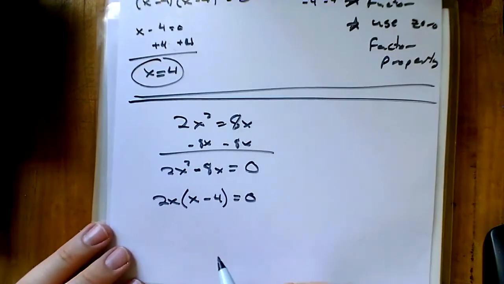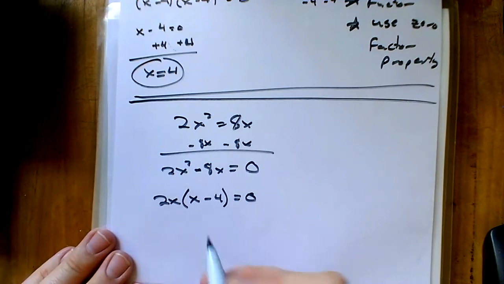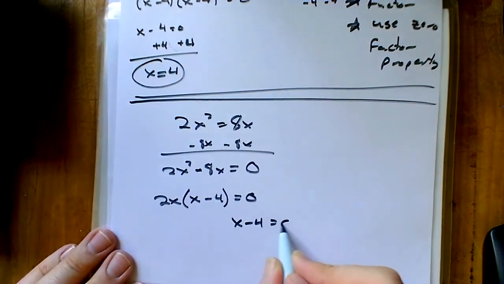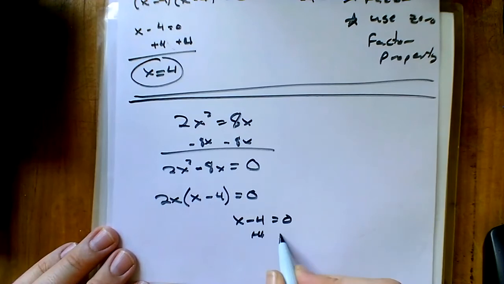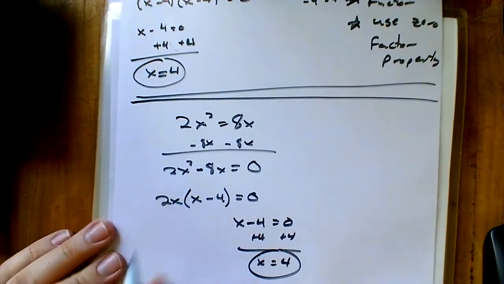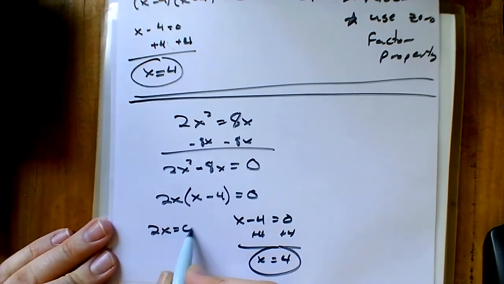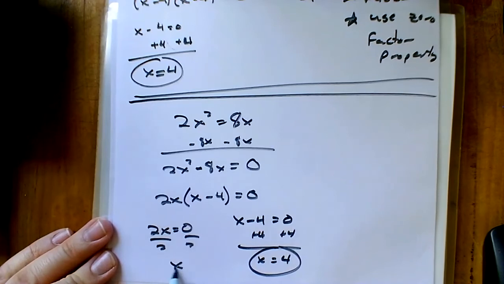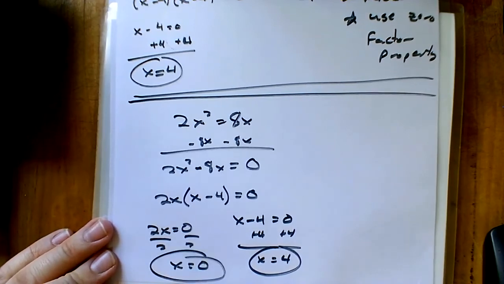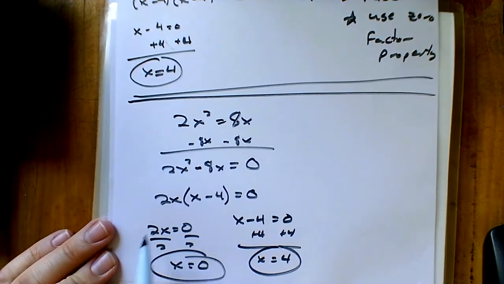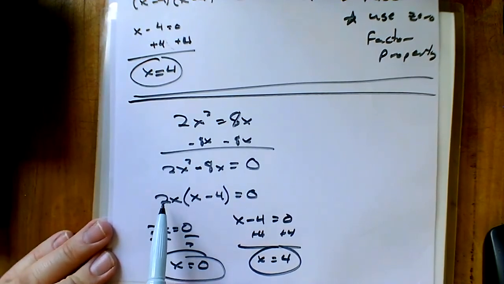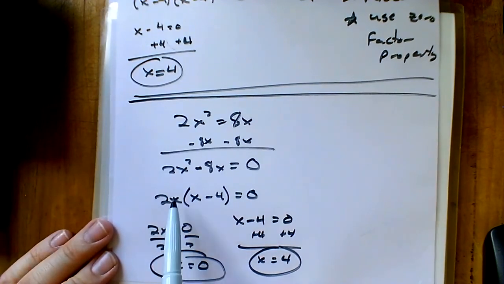Now here, remember, I can set my variable factors equal to 0. So x minus 4 equals 0. That one's pretty easy to see. I'll add 4 to both sides. I've got x could be 4. But what about that 2x? Well, let's set 2x equal to 0. Okay, I'll divide both sides by 2. x could be 0. This 2 is a constant. It's not a variable. So that 2 isn't going to contribute anything to my solution. So here I've just got x equals 0 or x equals 4.